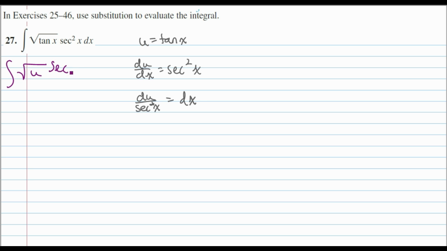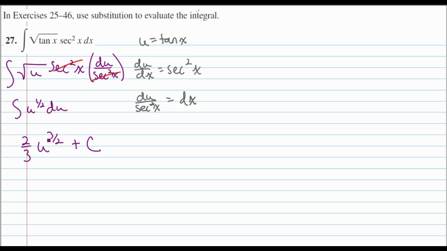And then I still have secant squared x. And then dx is du over secant squared x. So that's nice, those secant squareds go away. Yay! And really all I'm doing is integrating u to the 1/2, just like I did last time, I guess. And that would be 2/3 u to the 3/2, and then of course plus c.